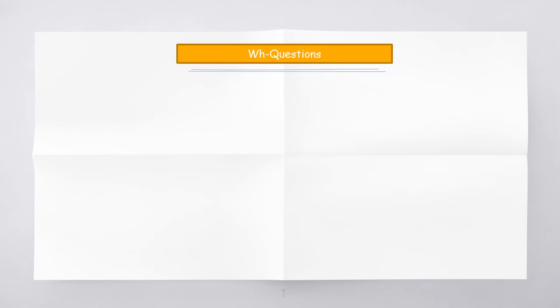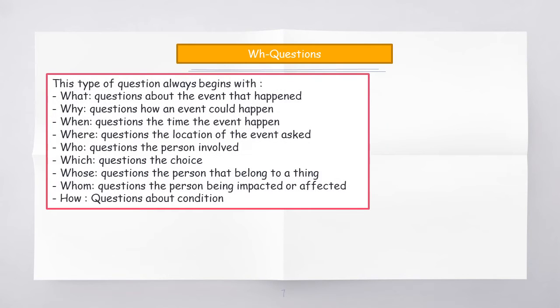And next, I will explain the next type of question in English. That is WH questions. WH questions usually and always begin with what, why, when, where, who, which, whose, whom, and how. What is for asking about the event that happened. Why asks how an event could happen.